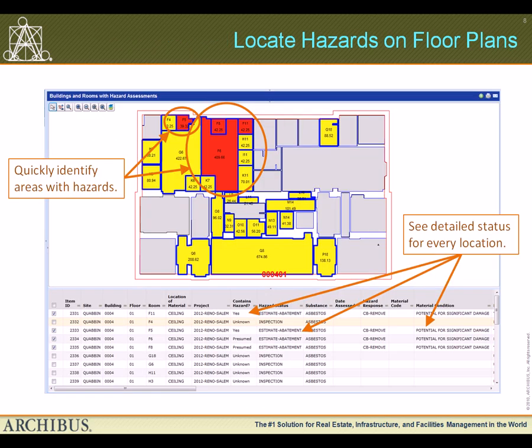For example, suppose as facility manager you receive an anxious phone call from a staff member reporting some ceiling tiles had crumbled and fallen to the floor along with a bunch of white dust. You might quickly turn to the Buildings and Rooms with Hazard Assessments report, which provides managers, planners, and emergency response personnel a clear graphical representation of the location of hazards, samples, and assessments throughout their facilities. You can see exactly where hazards are known to exist and determine whether to respond to that report of white dust with a broom or with a call to the hazmat team.